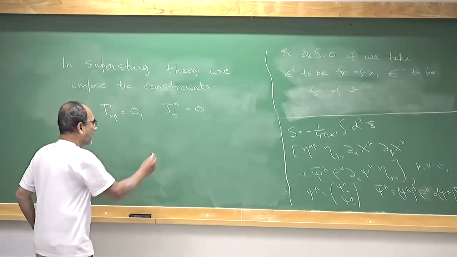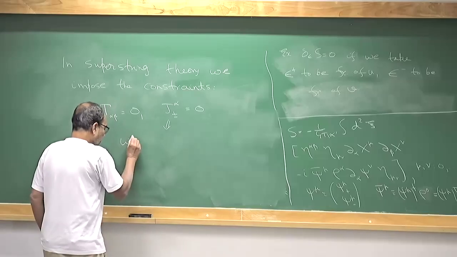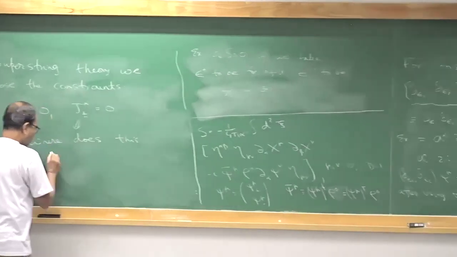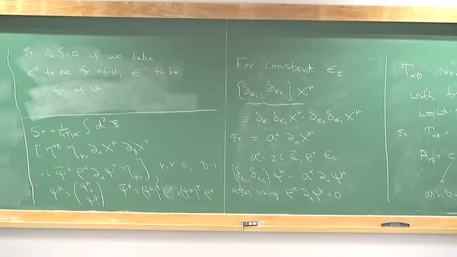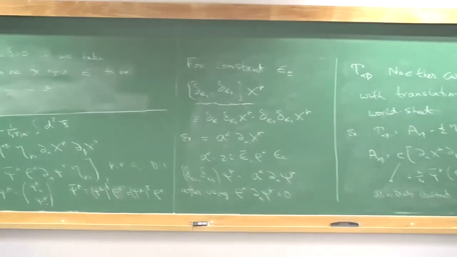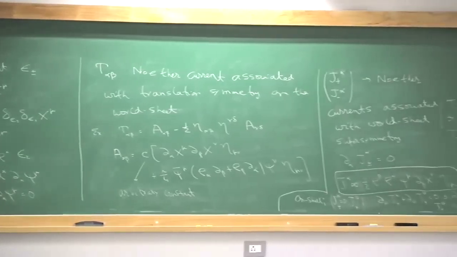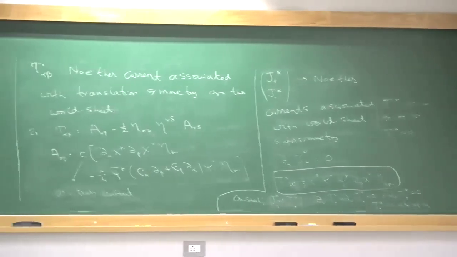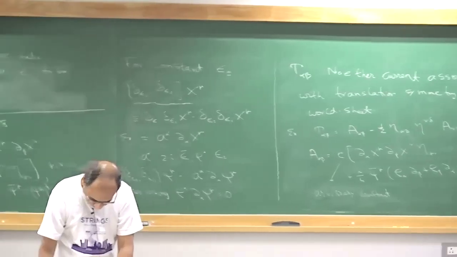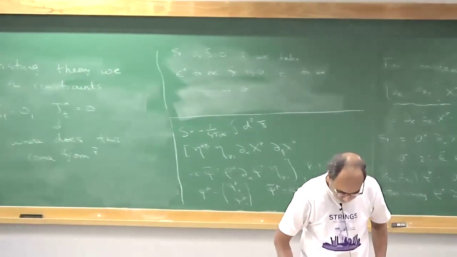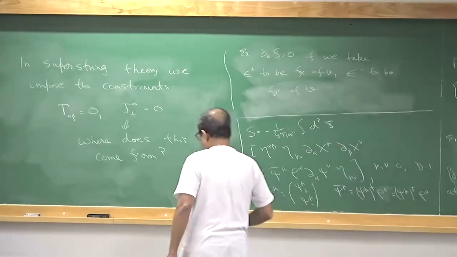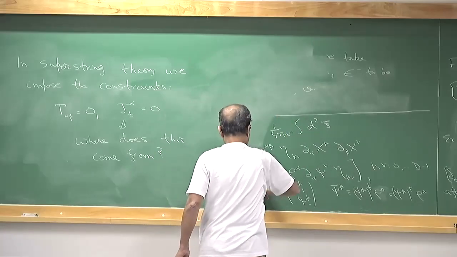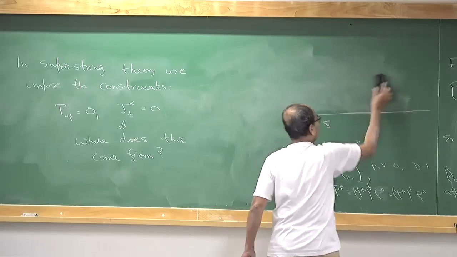Okay, so the question is, where does this constraint come from? For that, you have to go back to the proper starting point, which I have not given, and I will not give the details of, but I will just mention how this constraint came in the first place.